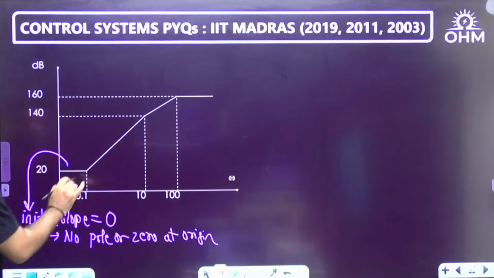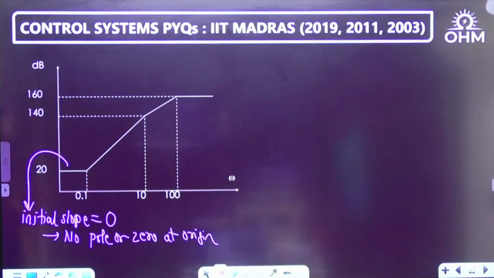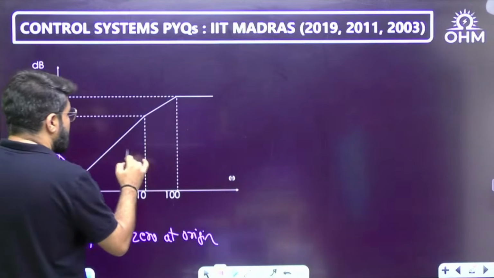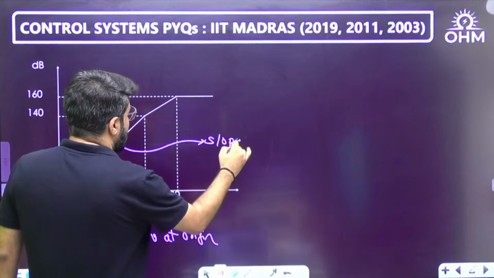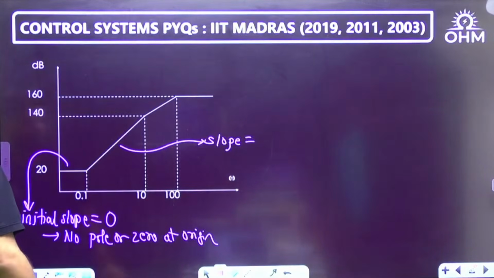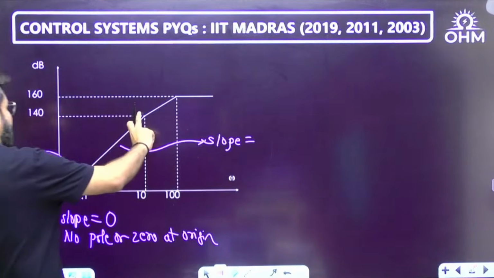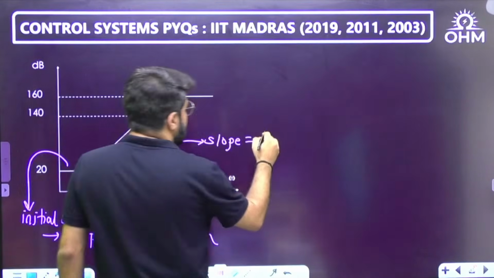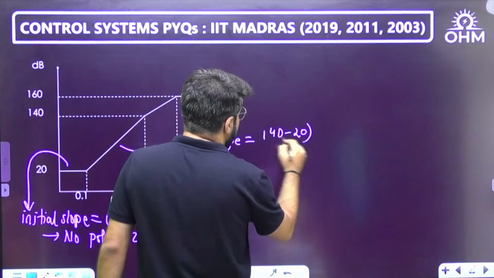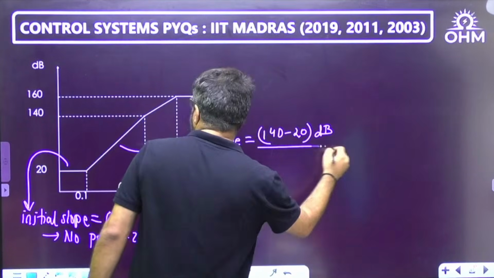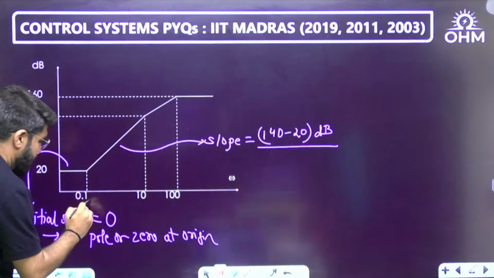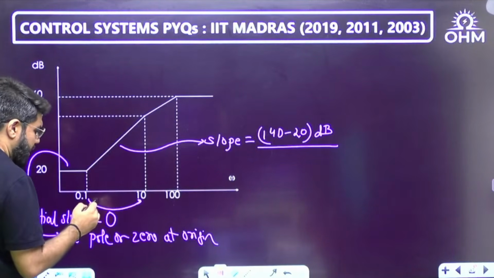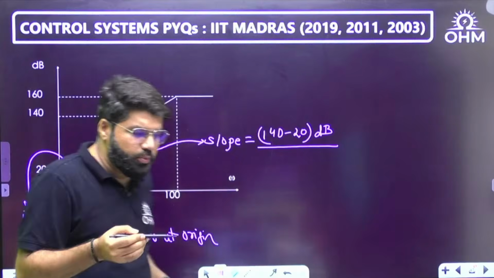Now you see here, how much is this slope? Slopes are not mentioned, so we'll have to calculate the slope. What is the slope of this line? Slope is height upon base, or change in decibel magnitude per decade. From this point to this point, 20 to 140, so 140 minus 20 is the change in magnitude in decibel, divided by the change in frequency, 0.1 to 10. The unit of slope is decibel per decade.